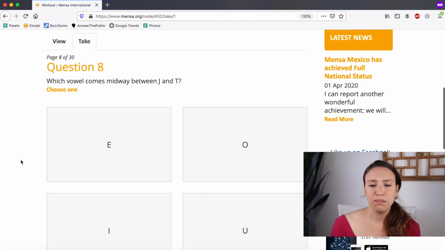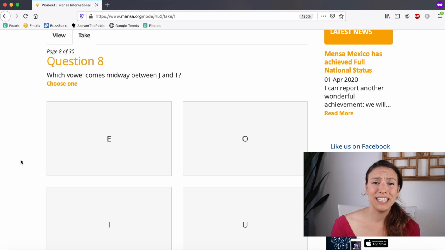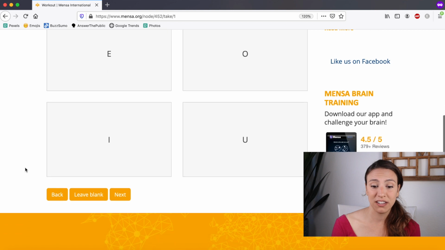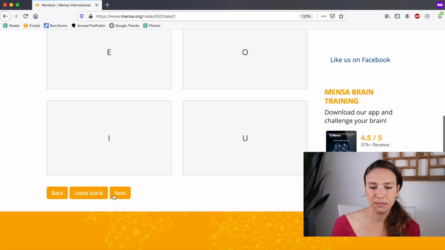Which vowel comes midway between J and T? There's no strategy to this. If you know your alphabet, you can figure that out. So I'm just going to skip that one.